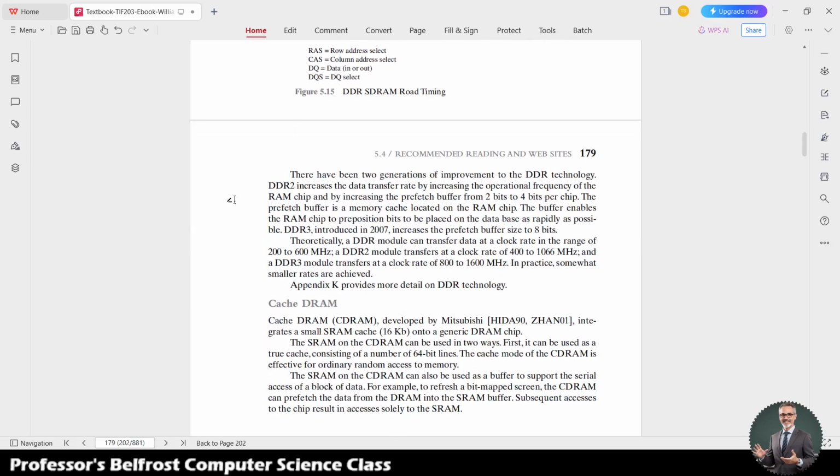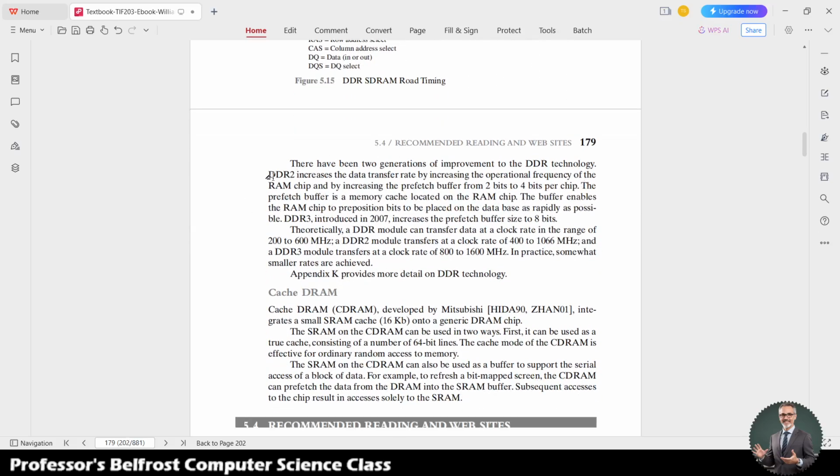So there have been two generations of improvement to the DDR technology. DDR2 increases data transfer by increasing the operational frequency of the RAM chip, and by increasing the prefetch buffer from 2 bits to 4 bits per chip. The prefetch buffer is a memory cache located on the RAM chip. This buffer enables the RAM chip to preposition bits to be placed on the data bus as rapidly as possible.